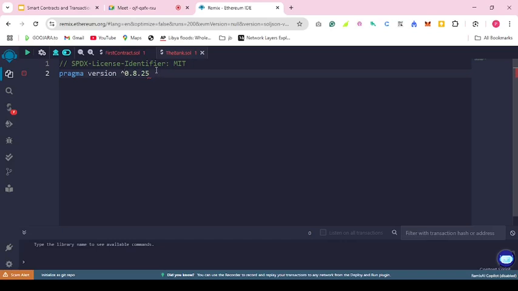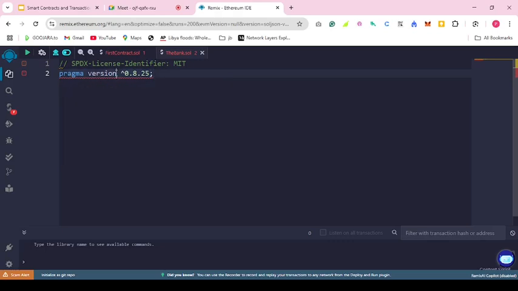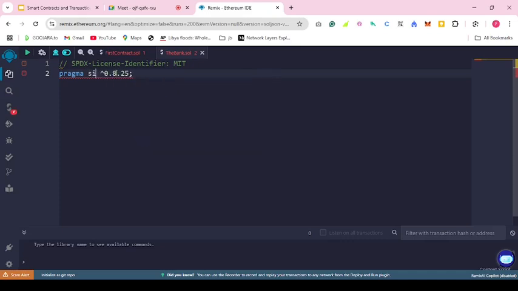Okay. So then, like I said, every statement ends with a semicolon. And whenever you see a red line anywhere in programming, it suggests there's an error. And this one is telling me there's an error. Pragma, this is actually not right. Solidity. Why am I writing solidity? So yeah, that's the command: pragma solidity 0.8.25.